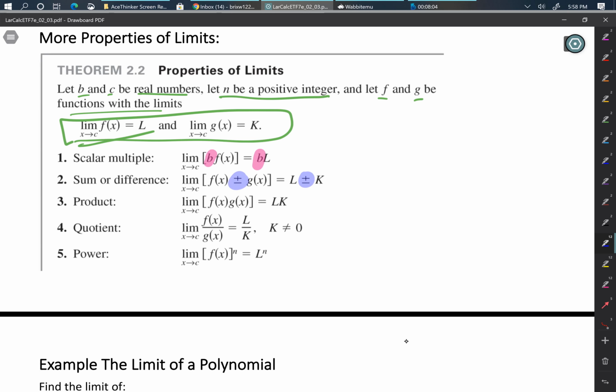Right? So we have the product of 2 functions where we know the limit of each of those 2 functions. And if we know the limit of each of those 2 functions, we just multiply those values together, the L times the k, and call it good.